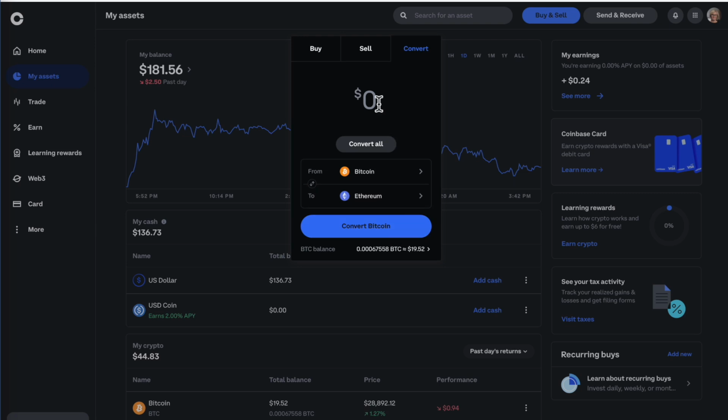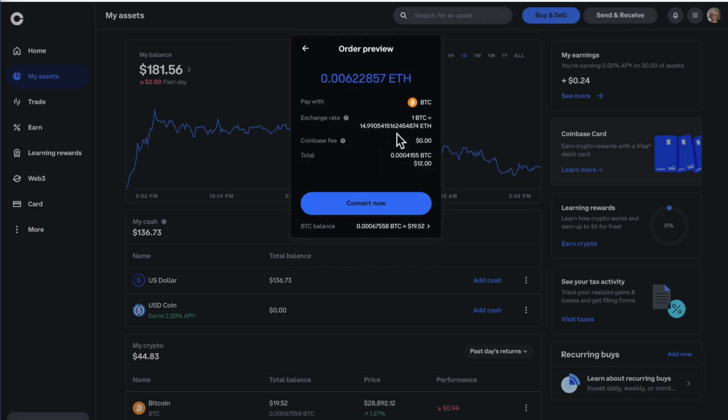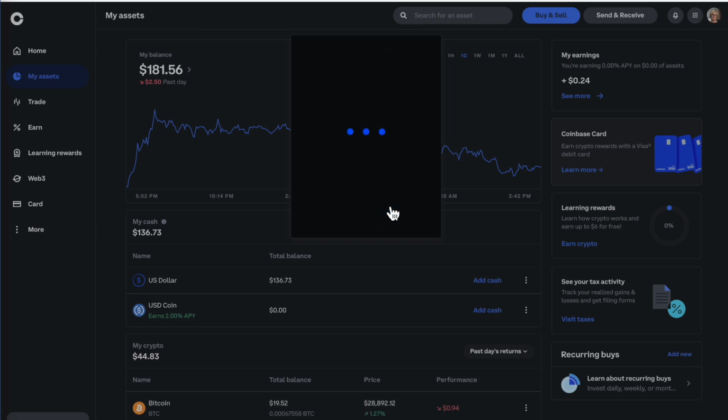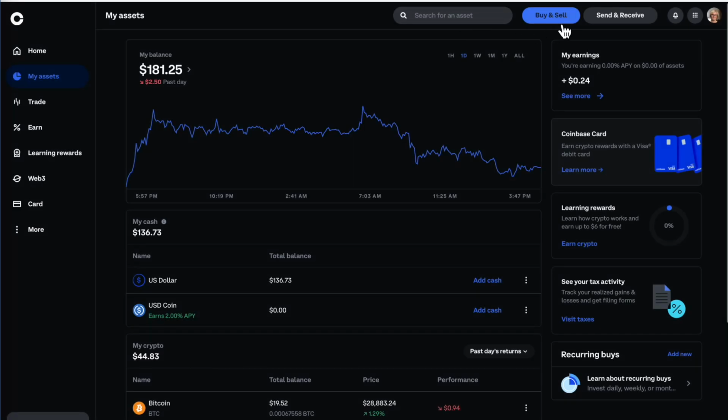So let's look at, what do I have in Bitcoin? I have $19. So let's say like $12 and sell my Bitcoin to purchase Ethereum. So let's preview. So I wanted to use $12 worth of Bitcoin to buy Ethereum. And you can see here that the exchange rate from Bitcoin to Ethereum is, one Bitcoin is equivalent to 14.98 Ethereum, and that's based on Coinbase's market prices. At the bottom, you can see that my current balance in Bitcoin is equivalent to $19.52. So I have enough for this $12 purchase. You can also see that there's no Coinbase fee. So I've clicked on Convert Now. There we go.